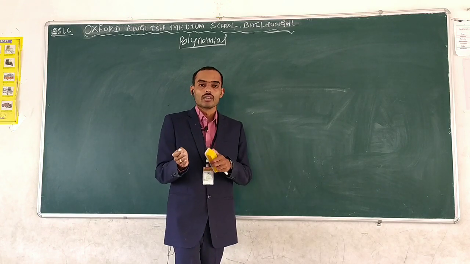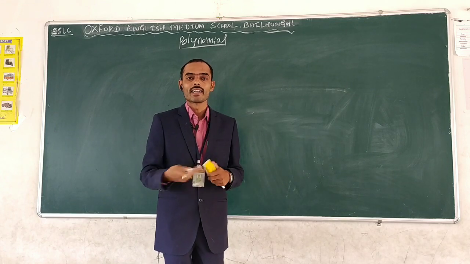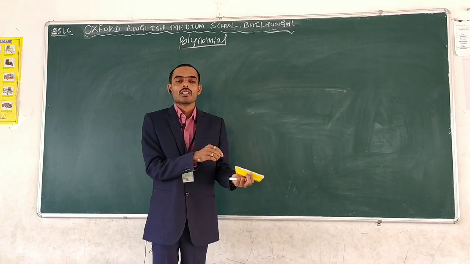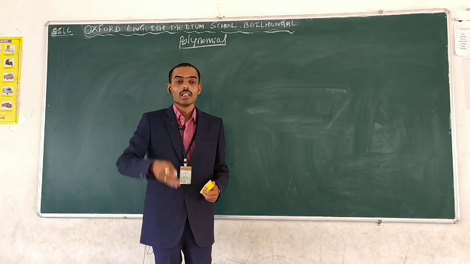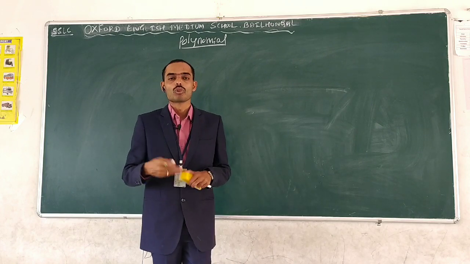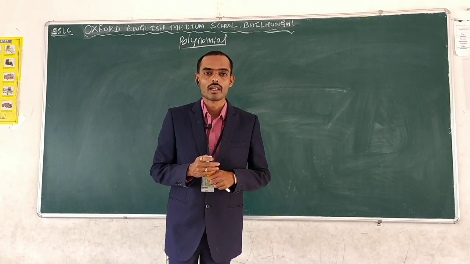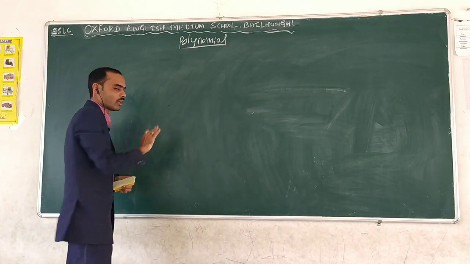After that, the geometrical representation of the zeros of the polynomial, and next, the relationship between the zeros of the polynomial and coefficients, and the last one, division algorithm of polynomial, that is the long division method for finding the quotient and remainder. So, the first concept is what? The definition of the polynomial, finished.